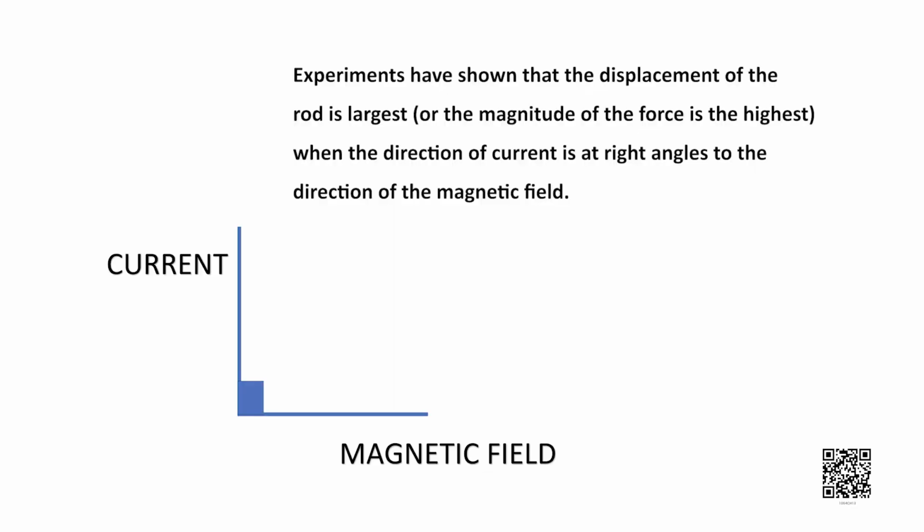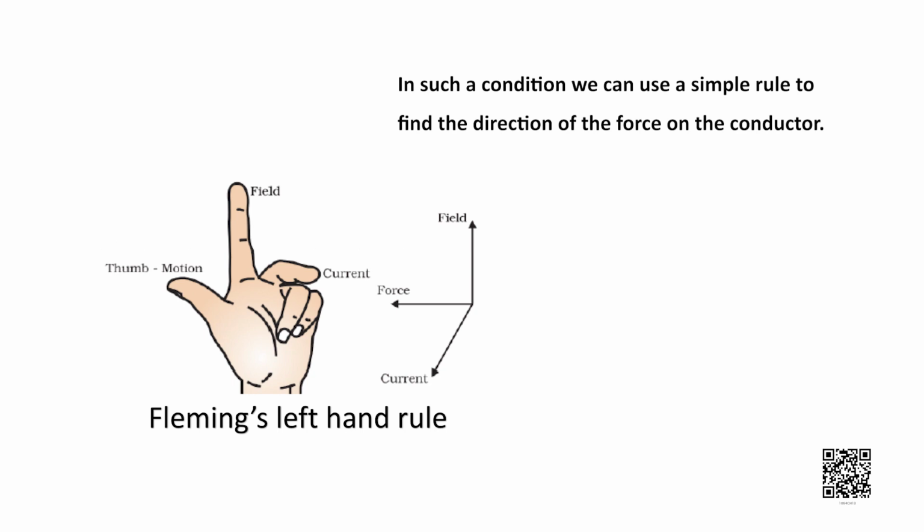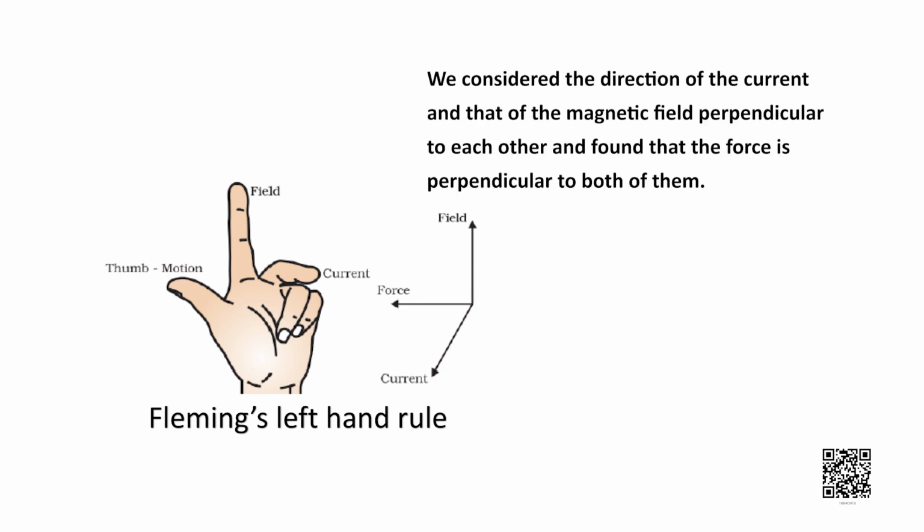This shows that the direction of the force on the conductor depends on the direction of current and the direction of magnetic field. Experiments have shown that displacement of the rod is the largest when the direction of current is at right angles to the direction of the magnetic field. In such a condition, we use a simple rule to find out the direction of force on the conductor. We considered the direction of the current and that of the magnetic field perpendicular and found that the force is perpendicular to both of them.